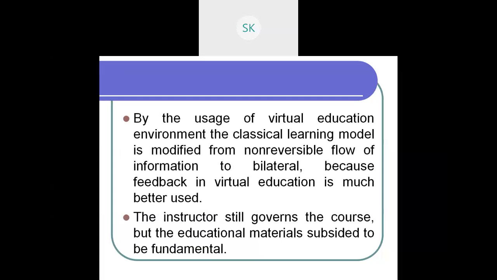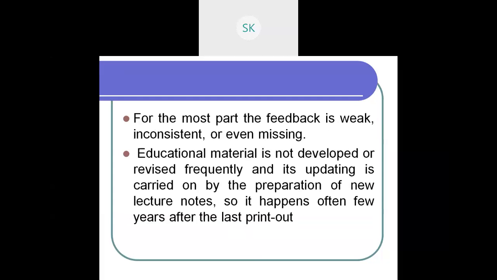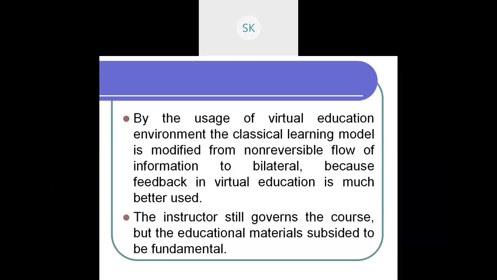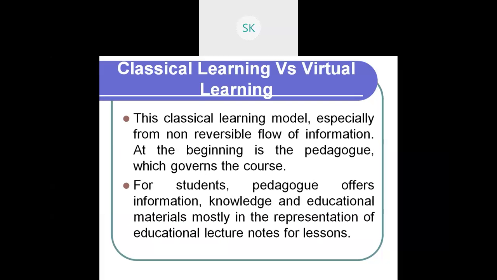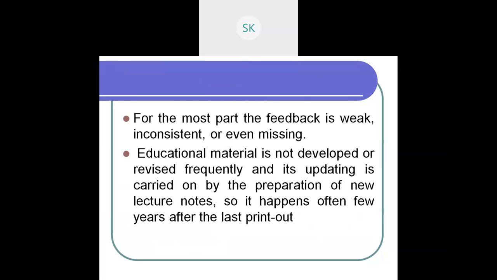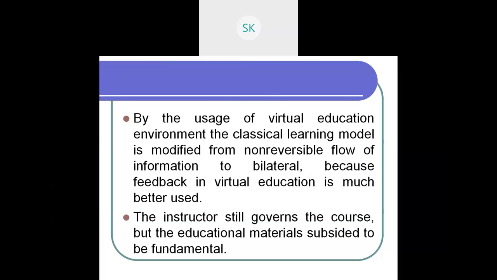So this is classical learning, and this is by the usage of the virtual education environment. The classical learning model is modified from a non-reversible flow of information to bilateral, because feedback in virtual education is much better used. Of course, when we start to use the virtual education environment, there is no longer a non-reversible flow of information as in the classical model. Now it has changed to bilateral, A to B, B to A.